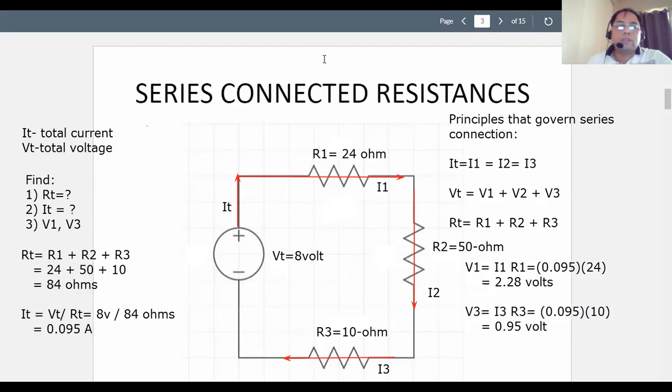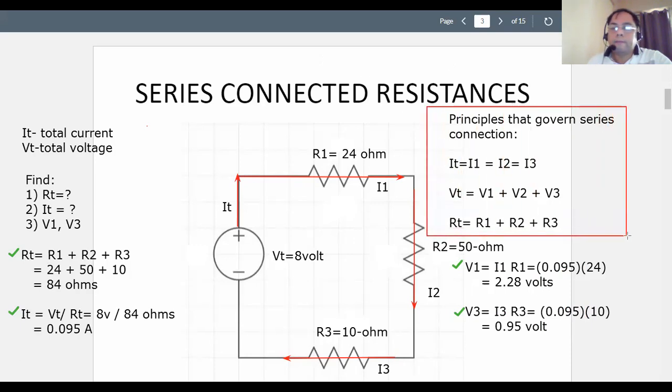So these are the three values that we look for: number 1, number 2, and this is our number 3 requirement. We solved for 2 items. So that's our series connection. And again, you have to remember the rule here. In order for you to apply the series connection, you have to know these three rules.